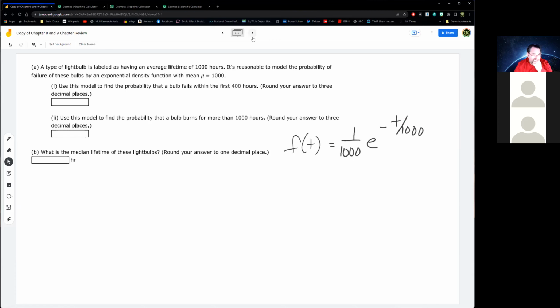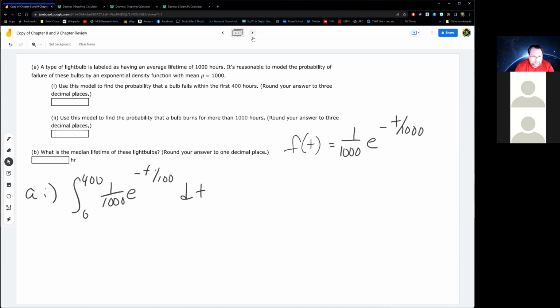And the first one says within the first 400 hours. So for A, we're doing the integral from 0 to 400 of 1 over 1,000 e to the negative t over 1,000 dt.